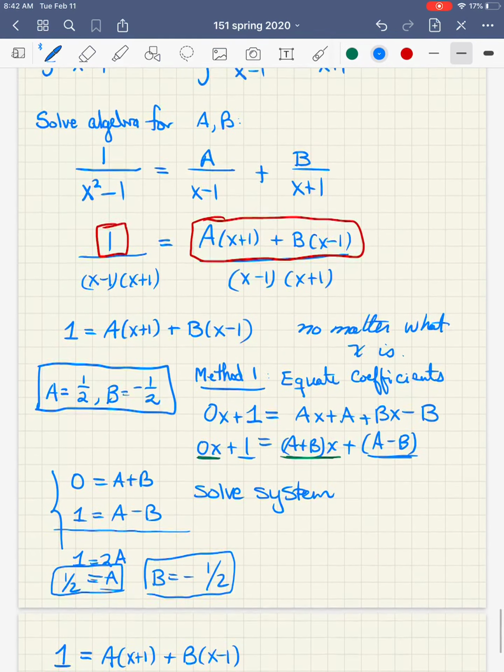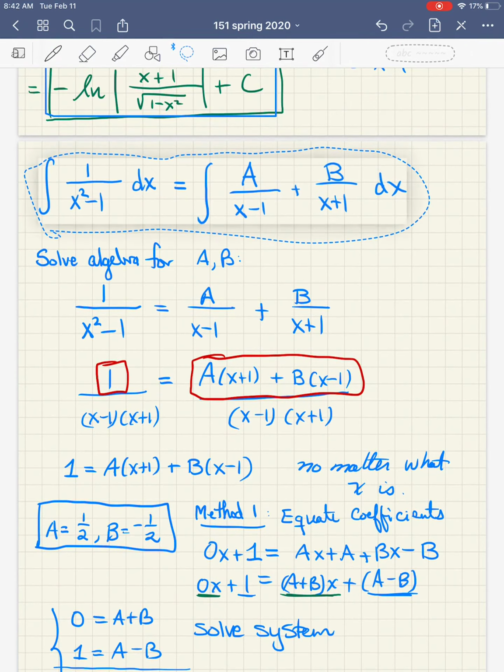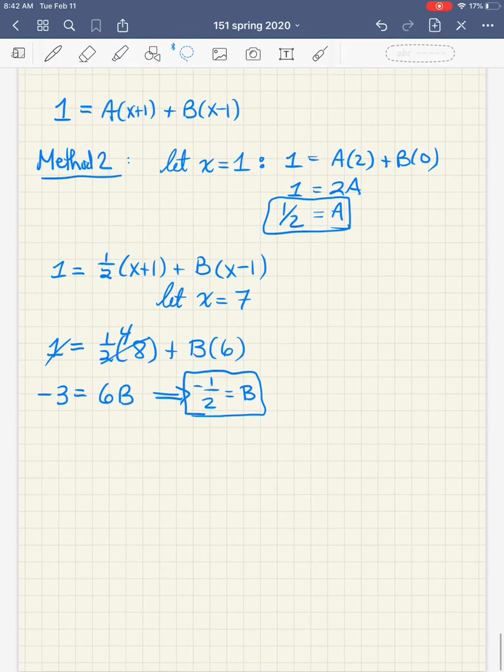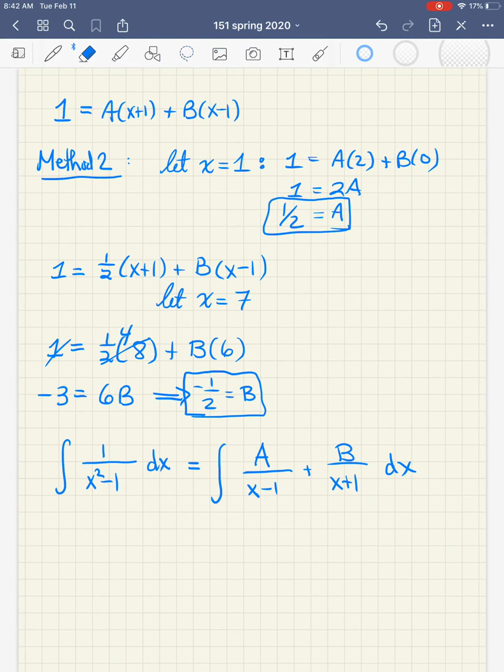Let's finish this problem. Let's go all the way back. So we have this integral here. Let's copy that, and we're going to paste that down here. I'm now going to substitute in what we found a and b to be. So we know that a is going to be 1/2, and b is going to be negative 1/2. And so now I can carry out that integral. That should be 1/2 times the integral of this expression.